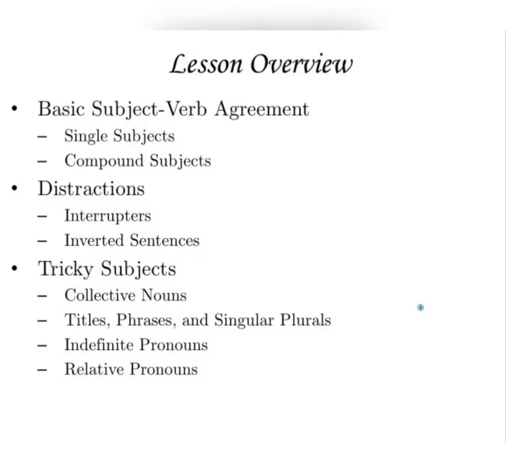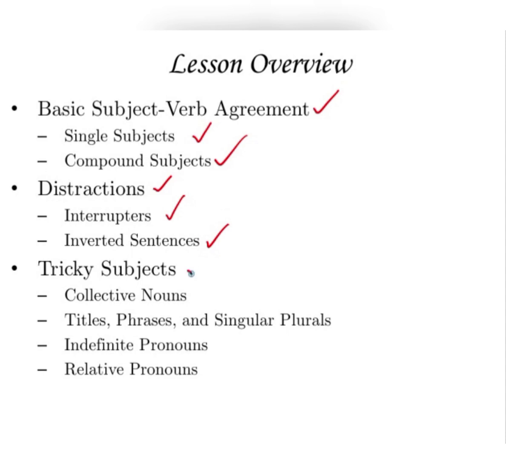All right, we're going to begin with an overview. We're going to talk about basic subject-verb agreement, how to make your subjects and verbs agree when you have single subjects and when you have compound subjects. We're going to talk about a couple of distractions that can make subject-verb agreement more complicated or make it seem more complicated: interrupters and inverted sentences. We're going to look at how to identify those and how to ignore them.